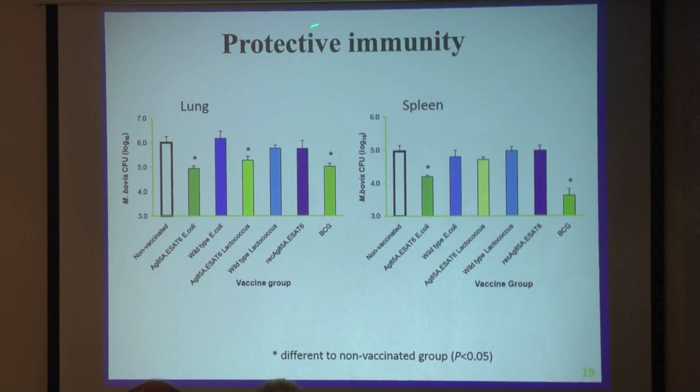Then going into challenge experiments with Mycobacterium bovis in mice. Mice immunized with the E. coli beads displaying those antigens and the Lactococcus beads showed, in lung, a significant reduction of the M. bovis load, and that is compared with the current gold standard, the BCG, indicated here. And then we looked into spleens as well and saw, particularly from the E. coli beads, there is a reduction in spleen.